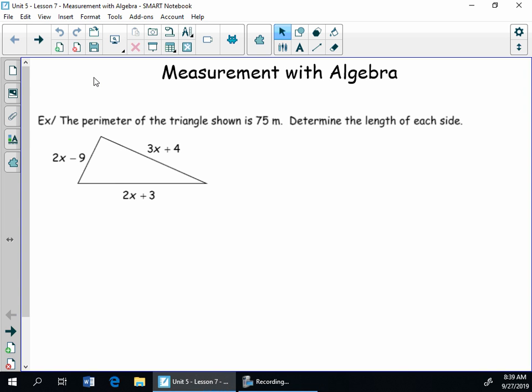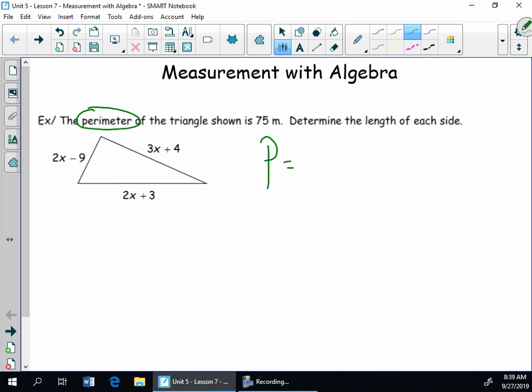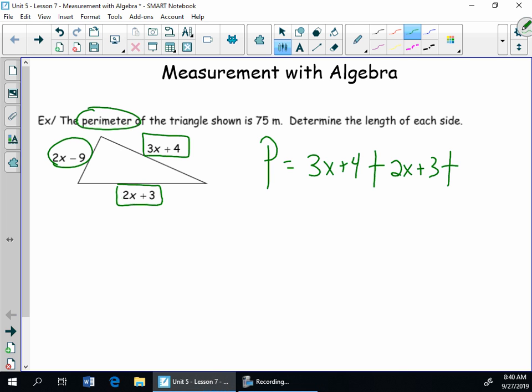The perimeter of the triangle shown is 75 meters. Determine the length of each side. So here's our keyword, perimeter. Perimeter is the distance around a shape. P equals. Okay. If I want to find the distance around a shape, I've got to add up all my sides. Well, in that case, my sides are 3x plus 4 plus 2x plus 3 plus 2x minus 9. There's all my sides.